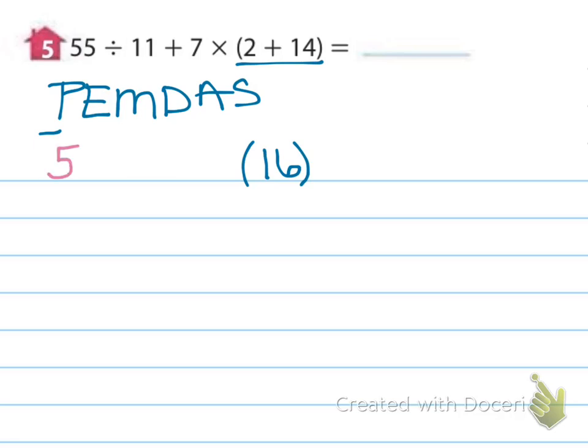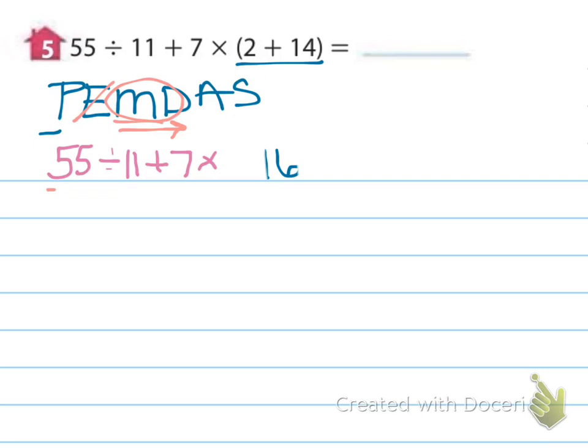I'm going to go ahead and bring down everything I didn't get to use. So my 55 divided by 11 plus 7 times 16. Now I don't need to put the parentheses around the 16 anymore, so I'm going to get rid of that. Now my next one is exponents, and I see already that I do not have any exponents, so I'm just going to cross through that. Then we come on to multiplication and division, and remember that they go together and that we need to work from left to right, just like we're reading a sentence.